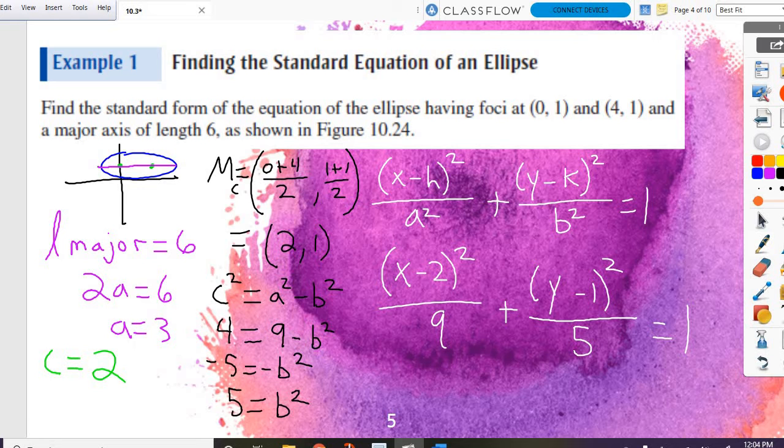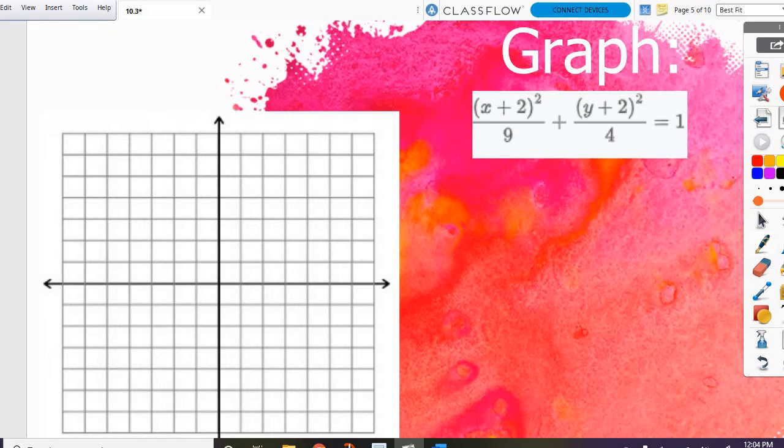Alright. So let's go another one. This time we're going to graph. So they give us x plus 2 quantity squared divided by 9 plus y plus 2 quantity squared divided by 4 equals 1. So is this going to be a vertical or a horizontal ellipse? Horizontal. Why? Because the greater number in the denominator is with my x, which means that it's the major axis. So my bigger number is with my x, which means that it's going to have to go across.